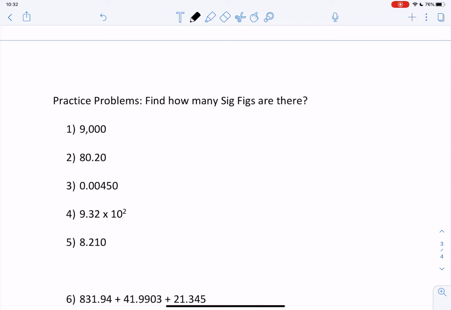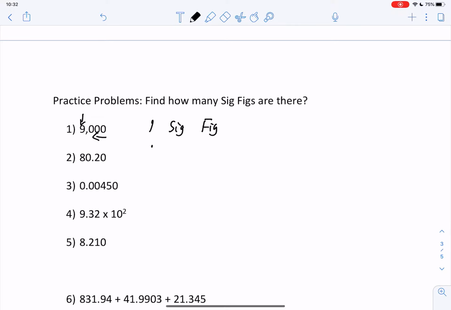So number 1, we only have 1 sig fig. Right? No decimal. The decimal is absent, so we have to go from right to left. This is our first non-zero number, so 1 sig fig.